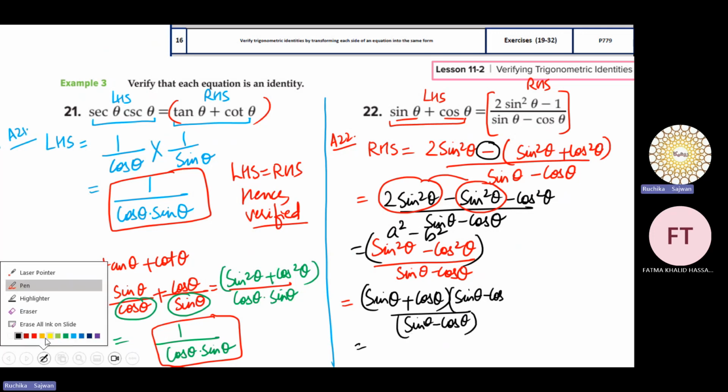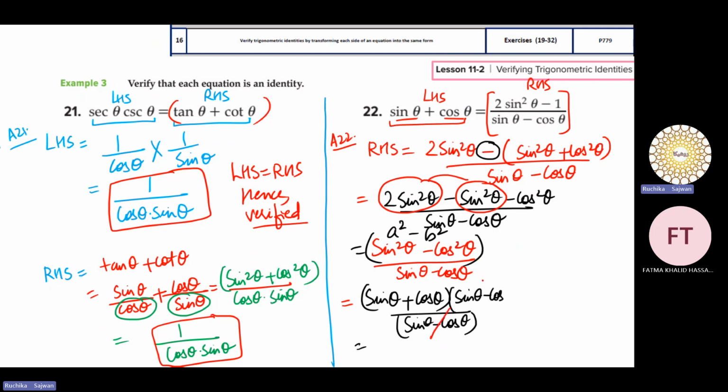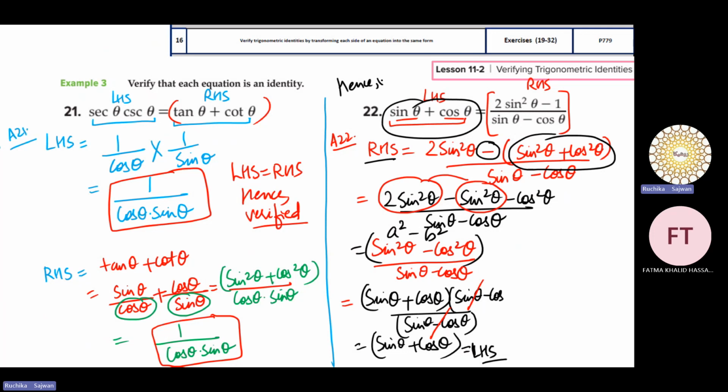Yes, you're right. The negative term sine theta minus cos theta cancels. So I hope now you can understand the reason why we put 1 as the algebraic identity sine square theta plus cos square theta. It was done so that we can simplify and finally reach the correct answer. So this is nothing but my left hand side, which was sine theta plus cos theta. So therefore, I can easily say that both sides are equal and hence we have verified the trigonometric identity.